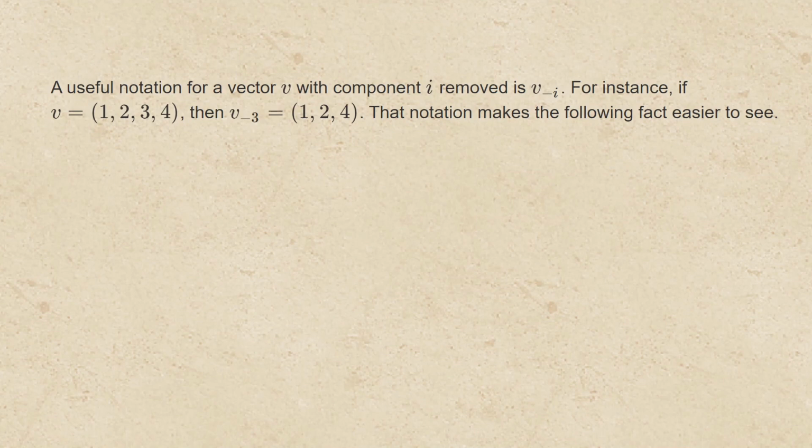A useful notation for a vector v with component i removed is v sub -i. For instance, if v is the vector 1, 2, 3, 4, then v sub -3 is the shorter vector 1, 2, 4. That notation makes the following fact easier to see.